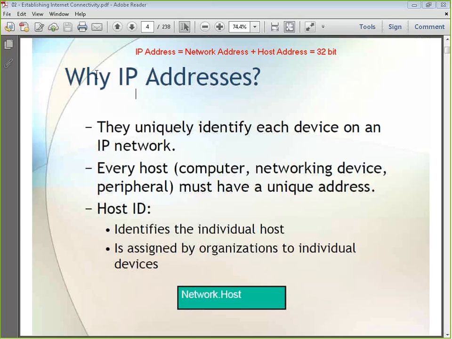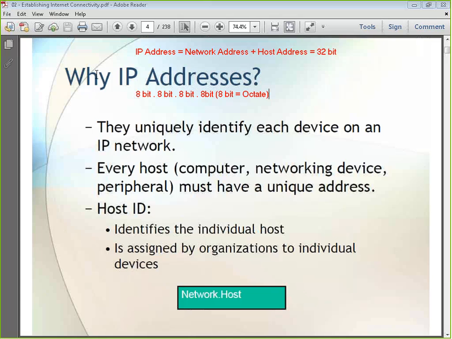So you have 8-bit, then you have a dot, then you again have 8-bit, a dot, 8-bit again, a dot, and then 8-bit. That is how an IP address is represented. Each of these 8 bits is called an octet.